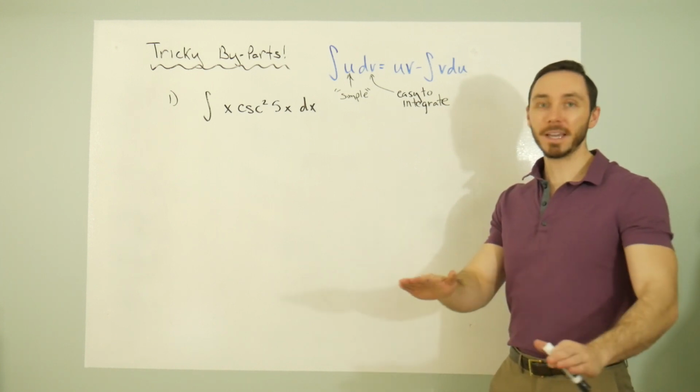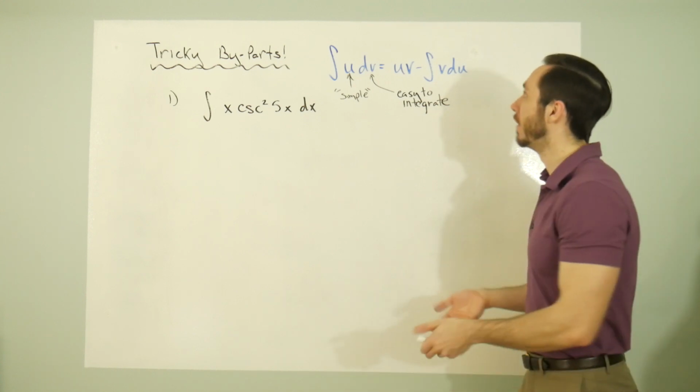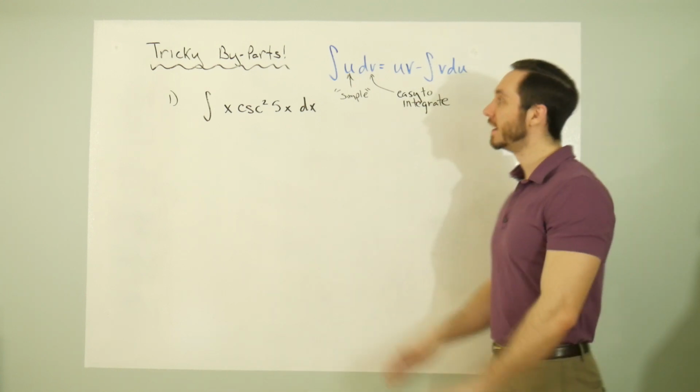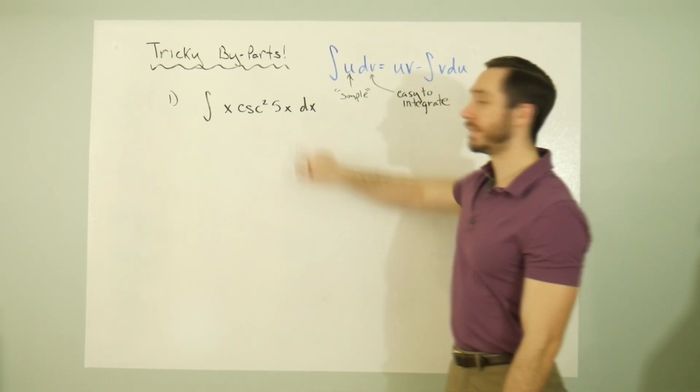So this is not going to be the case of the unknown. This is not going to be tabular, which means multiple integrals in a row. These will be different tricks you may encounter. So let's look at the first one here: x times cosecant squared of 5x dx.